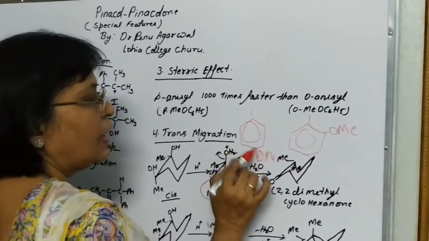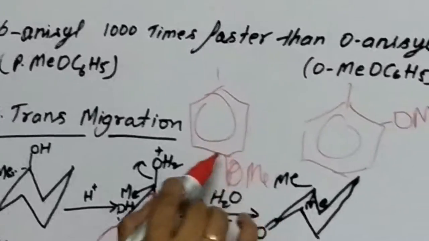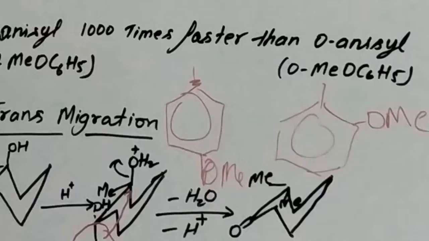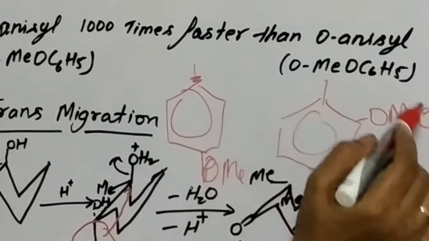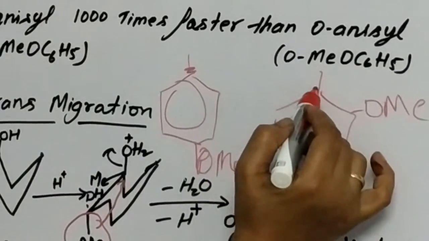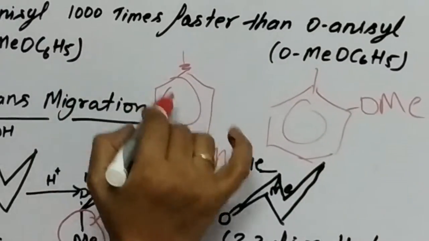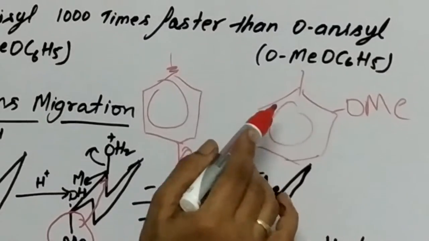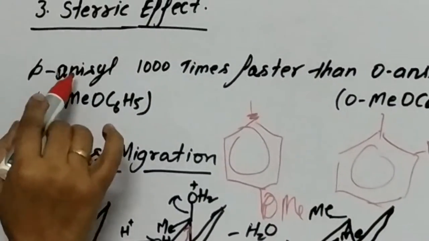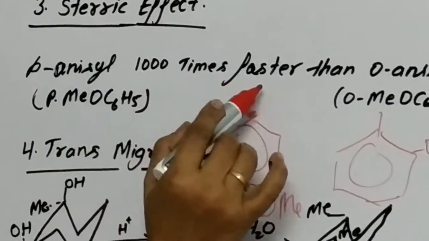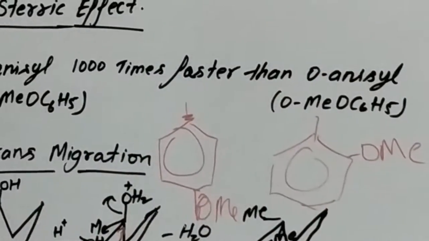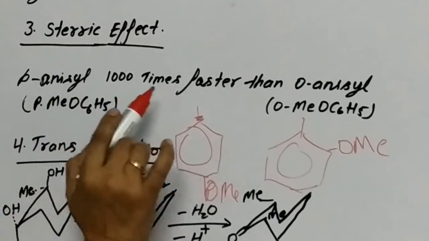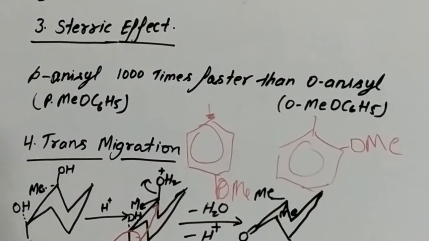Because in para-anisyl, the methoxy group is at the para position, that is far away from the migrating point. In ortho-anisyl, the O-methyl group is nearer to the migrating group. So in this there is steric hindrance, therefore due to the steric hindrance, the para reaction is faster, or we can say para-anisyl group will migrate 100 times faster than that of ortho-anisyl.